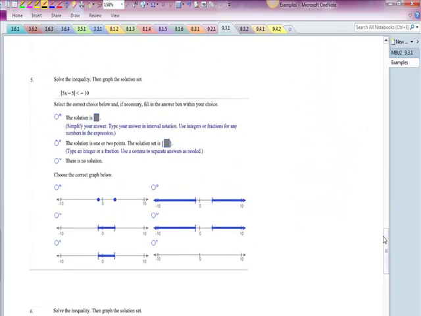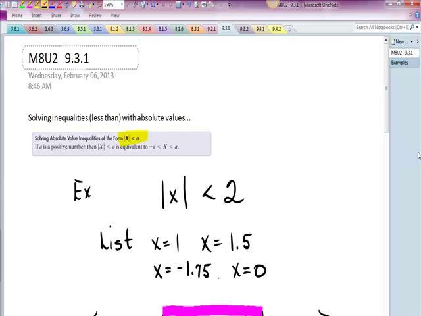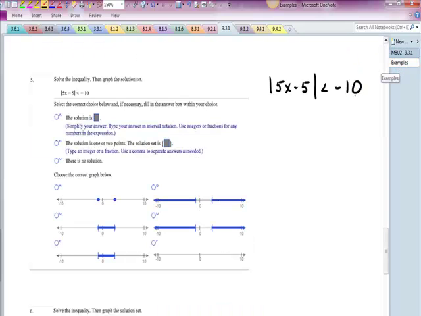Okay, we have a couple more. I have the absolute value of 5x minus 5 is less than negative 10. Now let's go back to our statement. Just like it was with equations, with inequalities, it says if a is a positive number. Well, a is not a positive number. The absolute value is isolated, but the absolute value of something, no matter what it is, cannot be less than a negative because it can't be negative. So we stop.